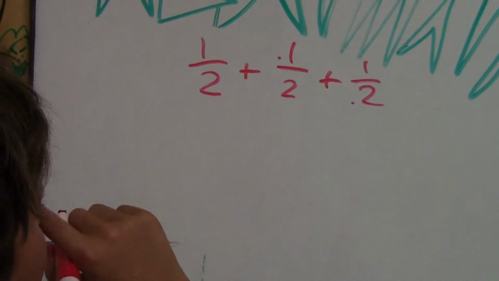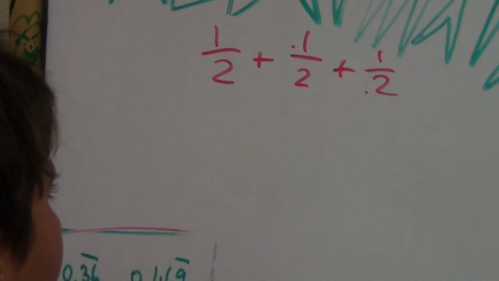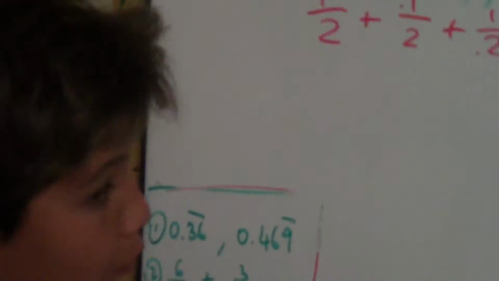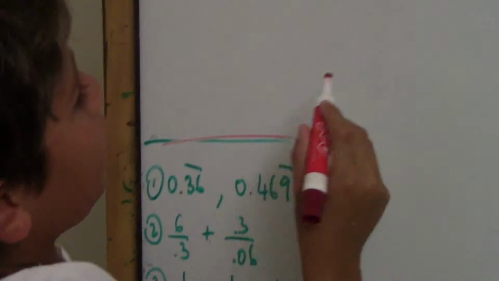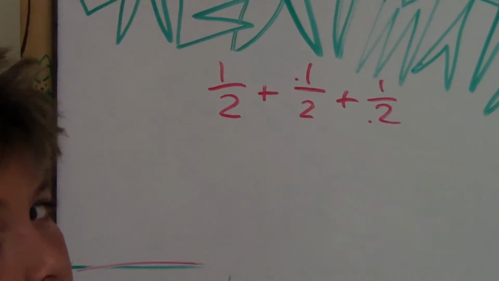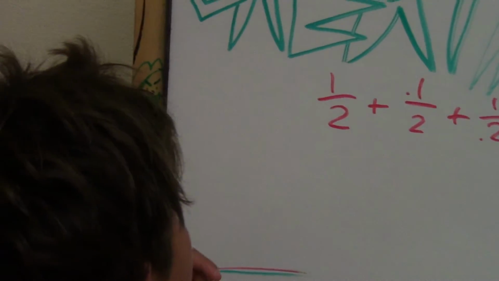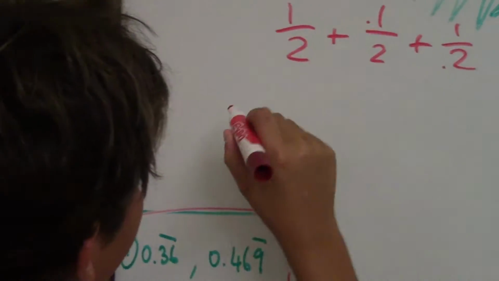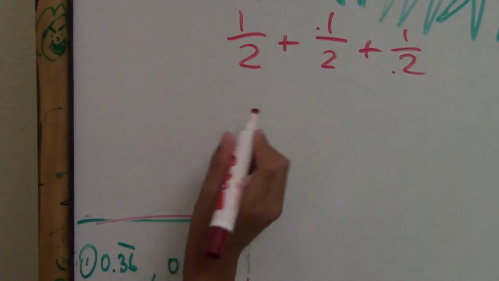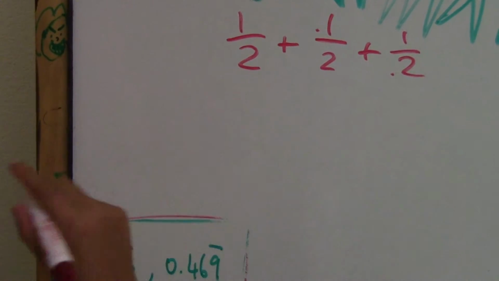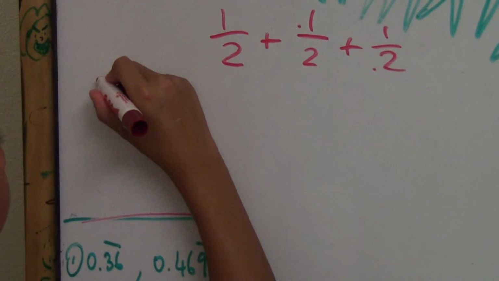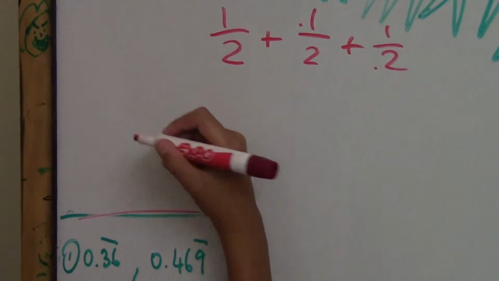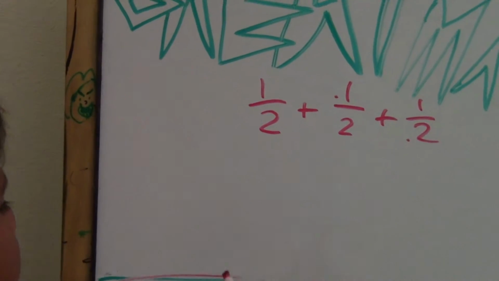Okay, so first we need to find what these decimals are. Because, oh, I forgot, number 3 is not just that. Before you start getting up, this has to be in decimals. So you pause. Okay, you got it. Let's do this. 12 plus point. Okay, let's do this.